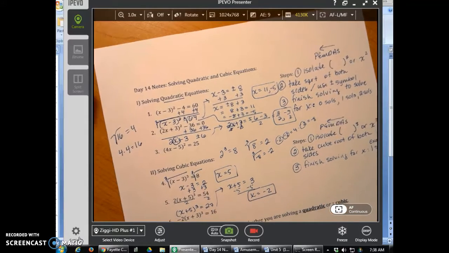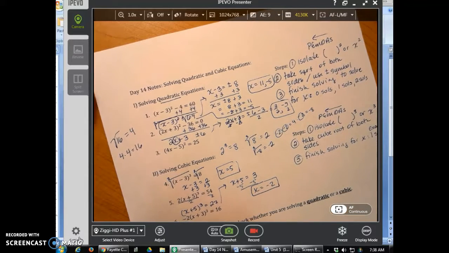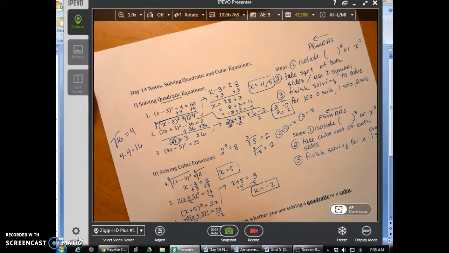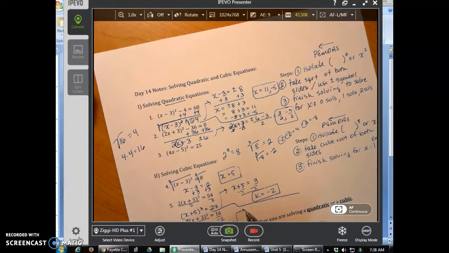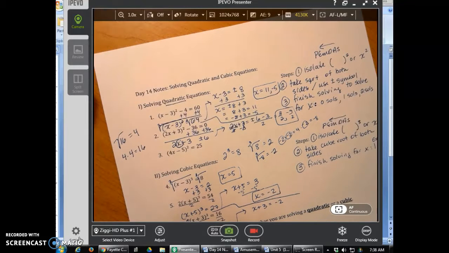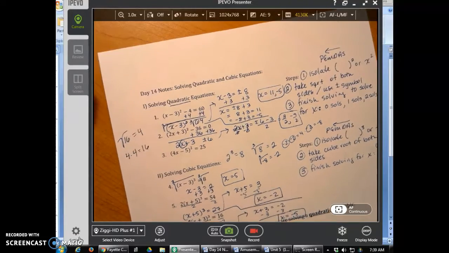So again, one solution. Okay, the next one, divide by negative 2, and I end up with x plus 3, all cubed, is equal to a negative 8. So I'm going to take the cube root of both sides, I'm going to isolate that off, and I end up with x plus 3 is equal to a negative 2, because I'm cube rooting the left and the right side. So subtract 3, and I end up with x is equal to negative 5. And that is my one solution.